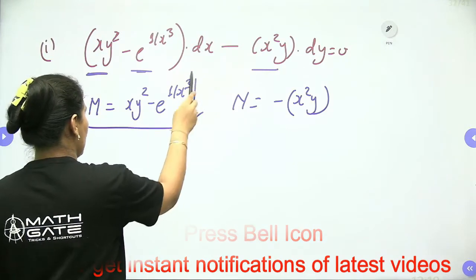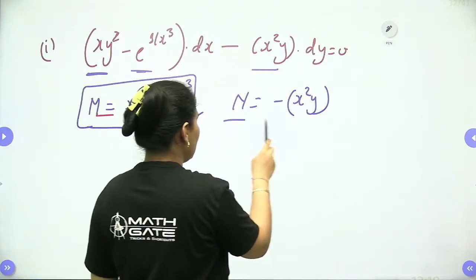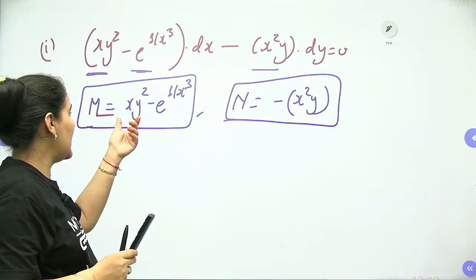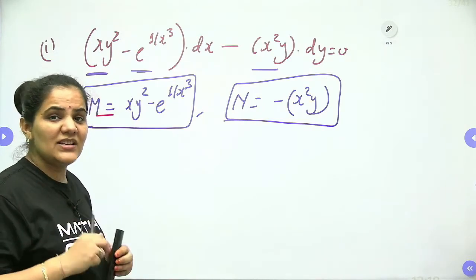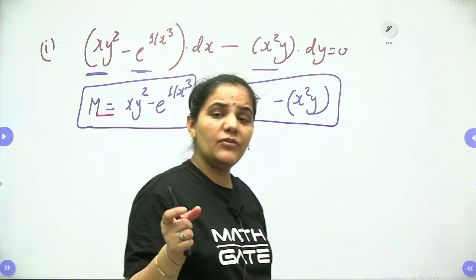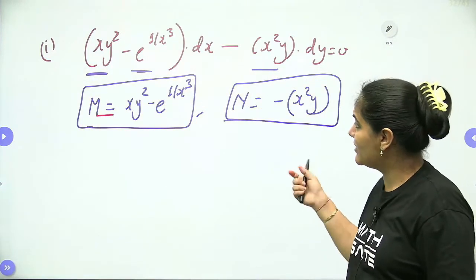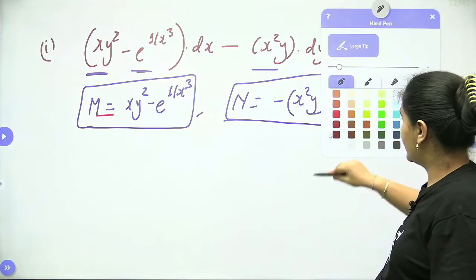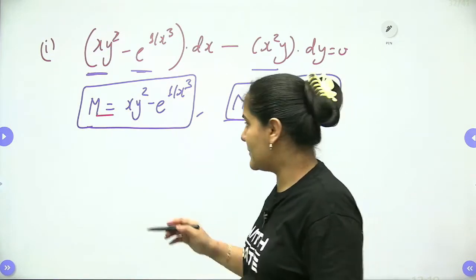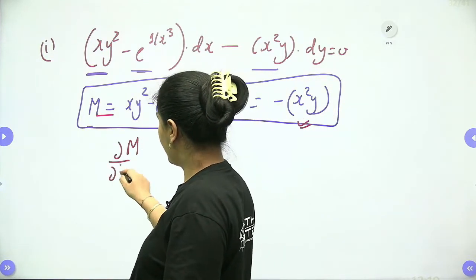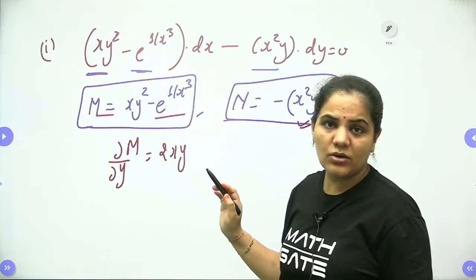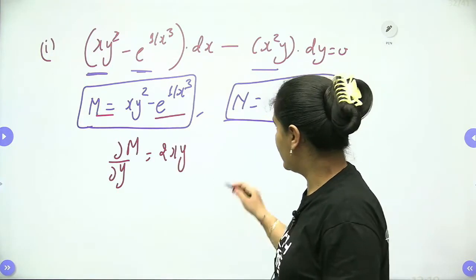But here again we have two choices: M is this one and N is this one, right? So we have two choices, dear students, whether we should divide with M or with N. My suggestion is that here N is the small quantity. You can see the number of terms in N is less than the number of terms in M. So it will be easy to divide with N only. So let's approach with del M by del y. When we differentiate, it will be 2xy only, and the other term will be 0, because we have to differentiate only with respect to y.